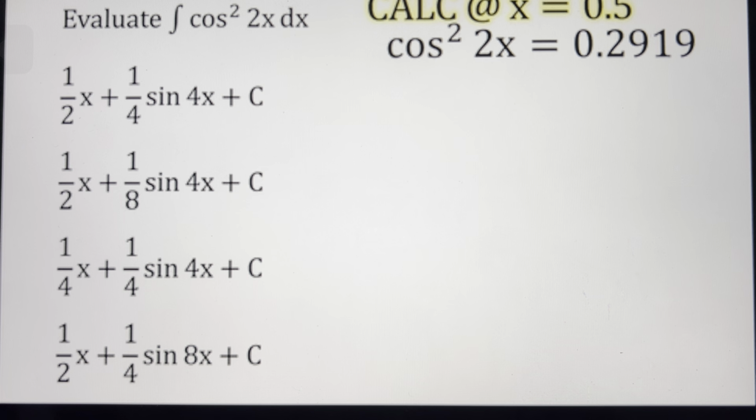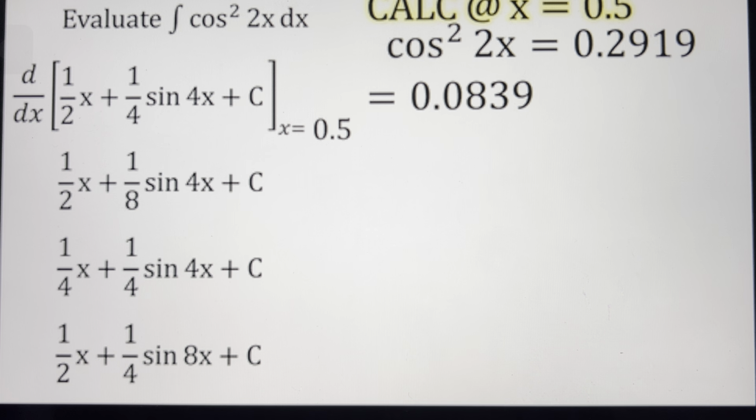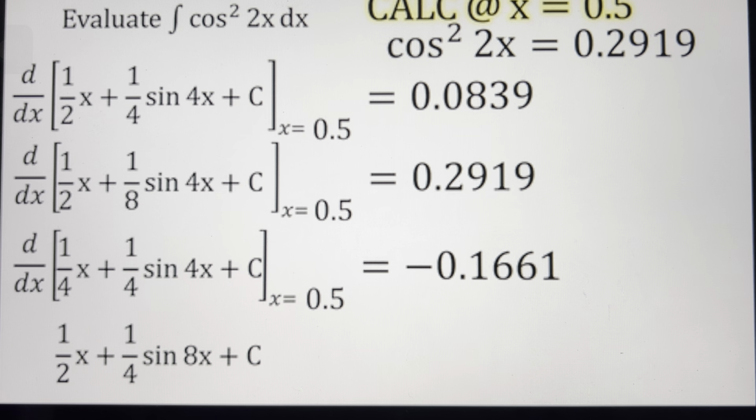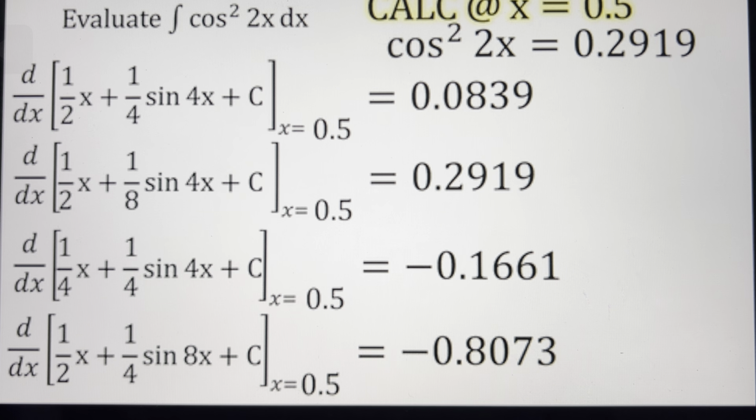It is 0.2919. And amongst our choices, we will be performing derivatives on all of them. So, for example, for letter A, derivative of this function at x at 0.5, value is 0.0839. For letter B, same procedure, 0.2919. For letter C, negative 0.1661. And for letter D, negative 0.8078. To know which one is the correct answer, we will be finding which one matches our original answer, and that is letter B.